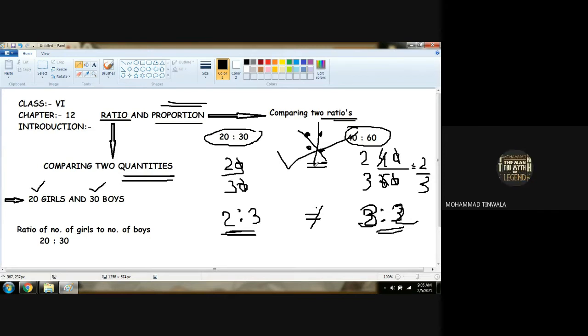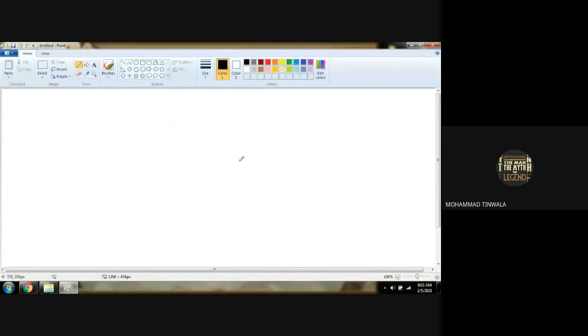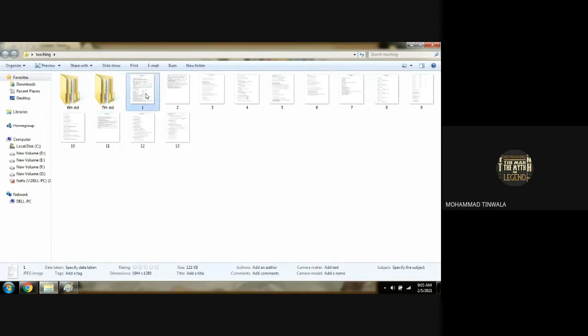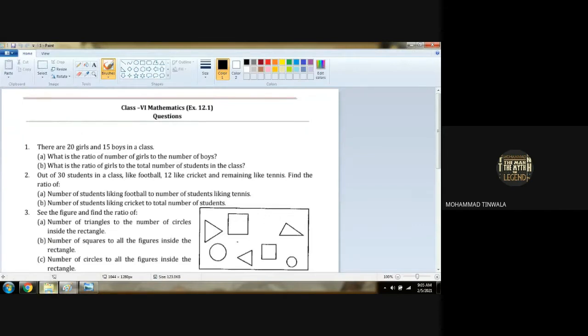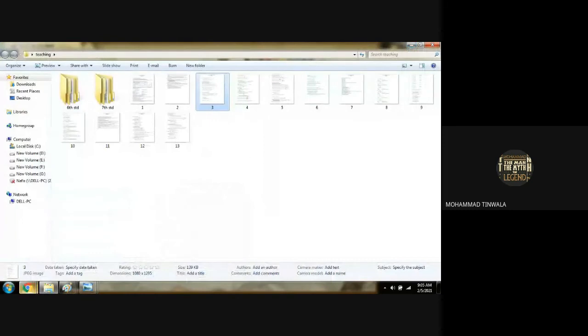Anybody has any doubt between the word ratio and proportion? No, sir. Shall we start with our new chapter, exercise 12.1? There is nothing outside of this, not a single word, not a single sum. Okay? Chalo, we are going to start with exercise 12.1. Okay?